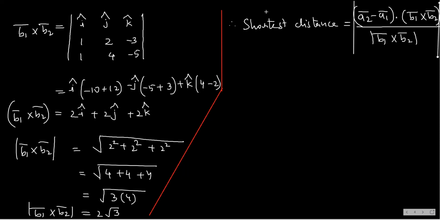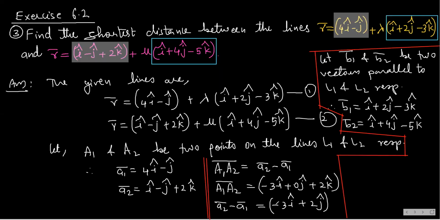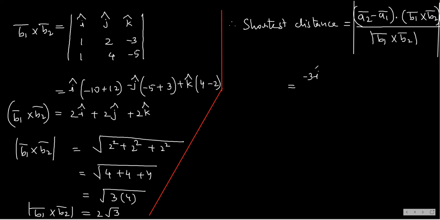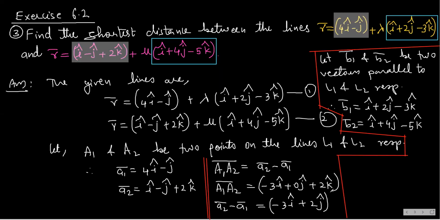That is okay. So now you will write that is equal to, you already found A2 bar minus A1 bar, what it is. It is minus 3 i cap plus 2 j cap. Sorry, it is not 2 j cap, it is 2 k cap. I'm sorry, it is not 2 j cap. See, this is 2 k cap, students. So I made a mistake in copying this. It is 2 k cap.